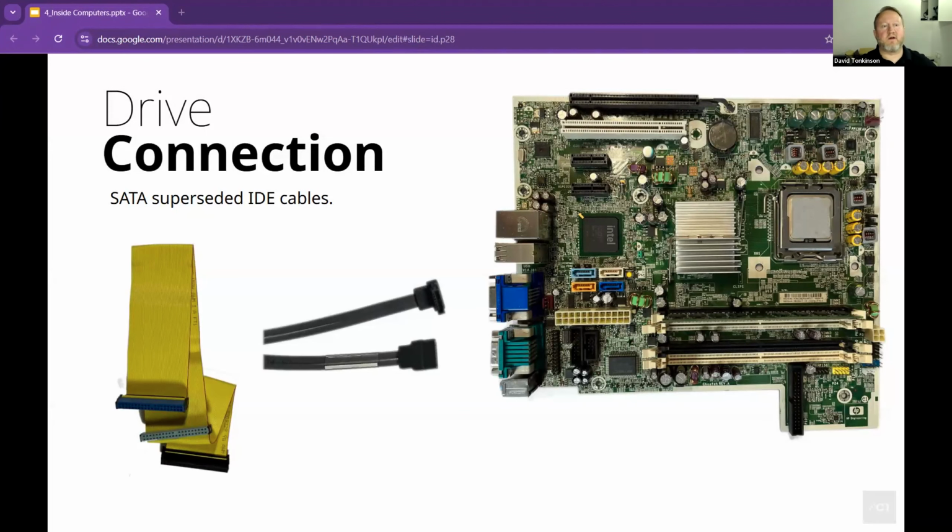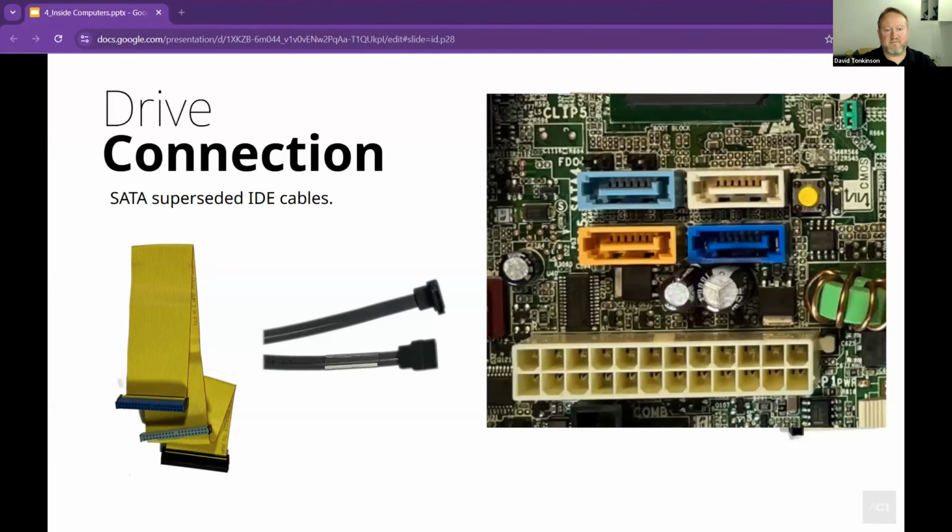Let's go. Okay, so drive connectors. SATA, which is a successor to IDE, and the IDE cable was the old-fashioned one. These are long ribbon cables. So you can see the two different flavors there. So you've got SATA and you've got the IDE connection.